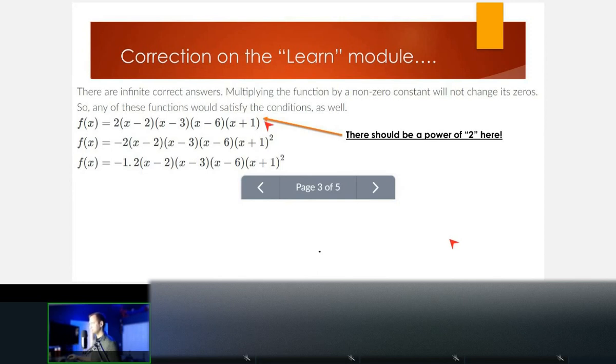So check that, and hopefully it doesn't confuse you. It should be a 2 right there, and that's on page 3 of 5. Enzo, did they fix it or is it still missing? It's not fixed. Okay, so this correction page still applies. There should be a 2 right here, and there is not.